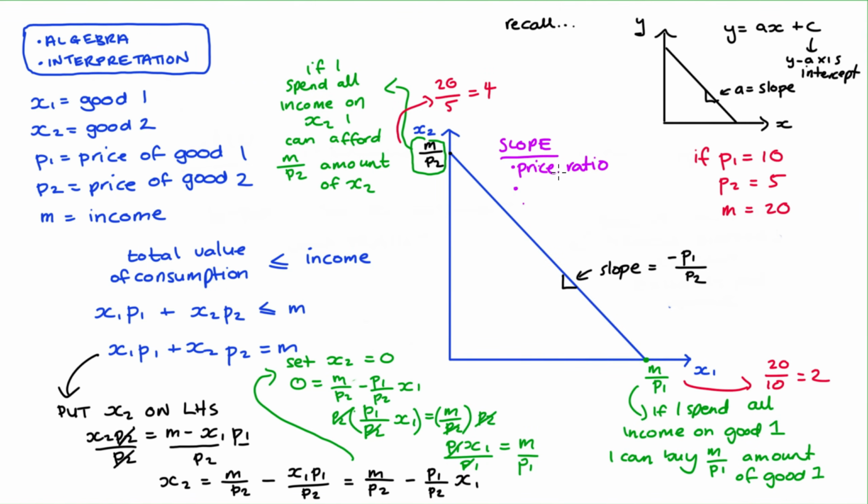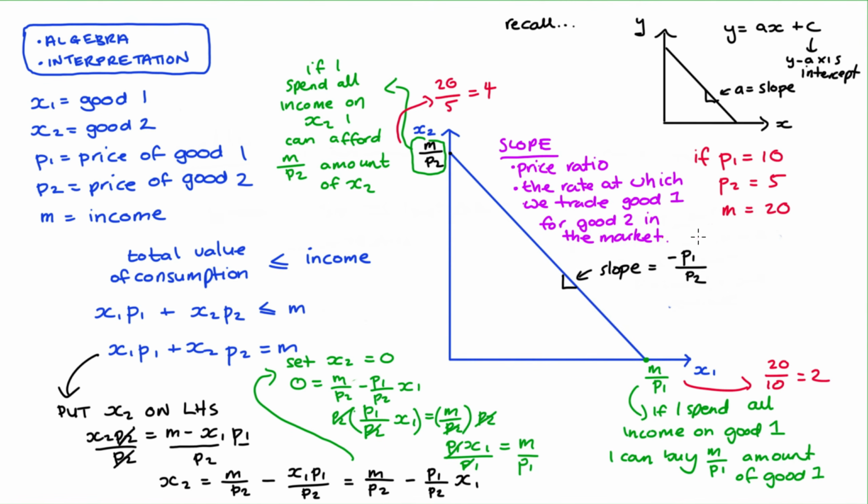And I'm going to interpret this as how much of good 2 we have to give up because we buy one more of good 1. To say this in another way, it's the rate at which we can trade good 1 for good 2 in the marketplace. And we can use our example here again to illustrate.